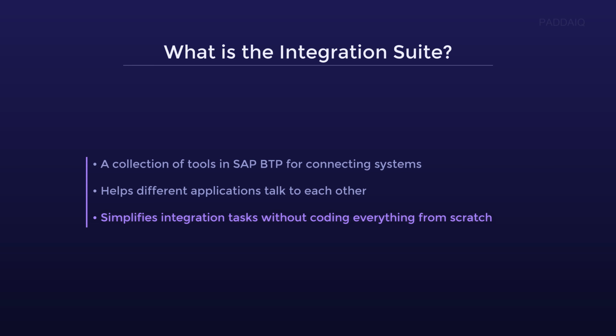The bullet states, simplifies integration tasks without coding everything from scratch. This means you can connect different applications using pre-built tools instead of writing all the code manually. For example, you could automatically sync customer data between your e-commerce site and your CRM system. This saves significant time and effort for developers.